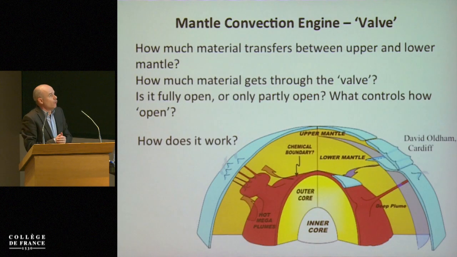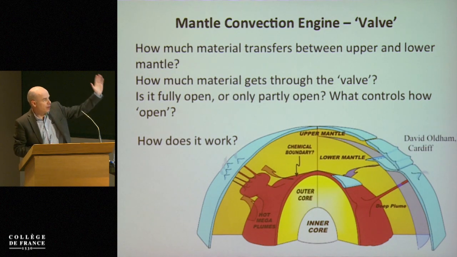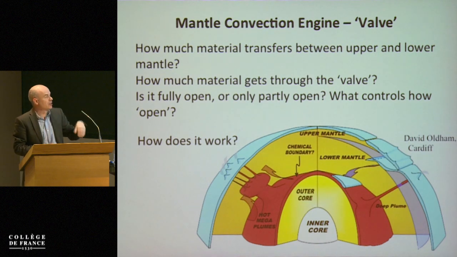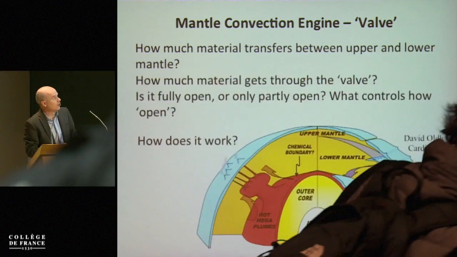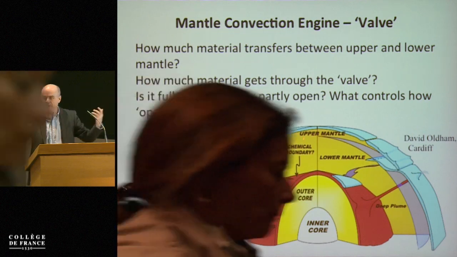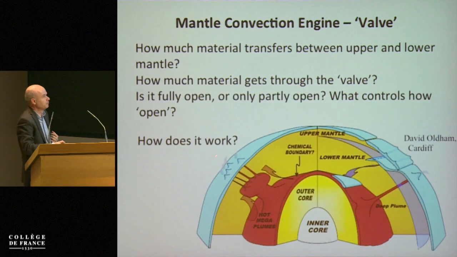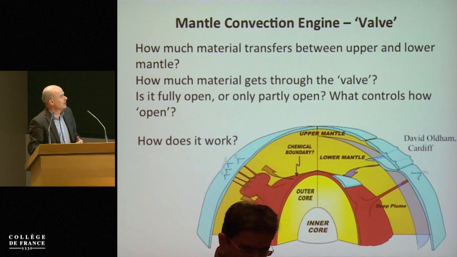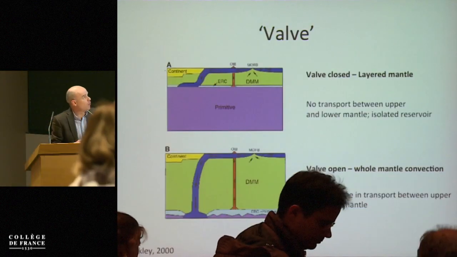Okay, so we're interested in, as we heard earlier today, flow through the mantle, and maybe there's been layering, maybe over time. Clearly one candidate is the region of the transition zone, and we might consider this as a whole mantle convection engine. I'm interested in trying to understand how this sort of valve works.